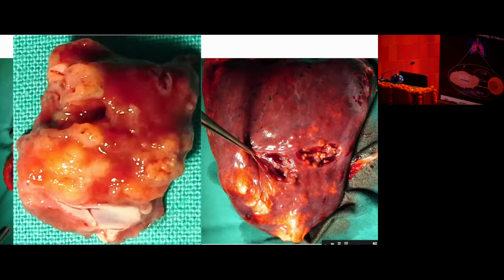And this is a zoomed-in image. So this is the focus of a lot of attention in the TB field, understanding what really is going on in a human granuloma. We know so much about granulomas in model systems, but ultimately we know very little about the human granuloma.